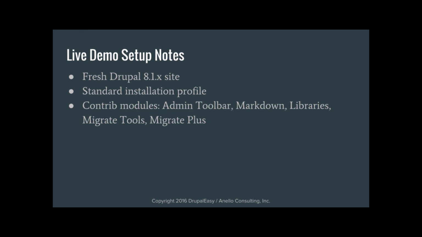There's a markdown module for that text filter. The markdown module requires the libraries module, just like in Drupal 7. And then migrate tools and migrate plus. Migrate plus is needed to get us the ability to make these custom migrations. And migrate tools is your secret weapon because that gives us all the cool drush commands that are identical with migrate for Drupal 7. So it gives us drush migrate status, drush migrate import, drush migrate rollback, all of those.